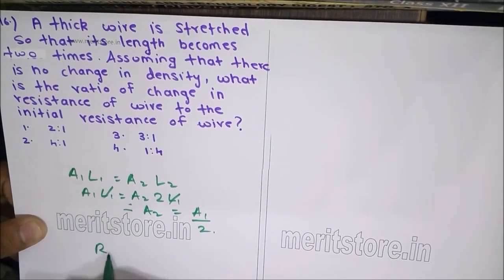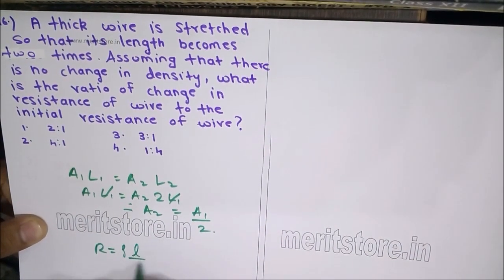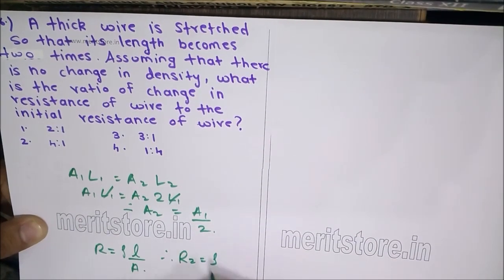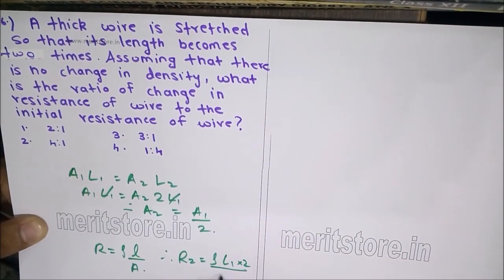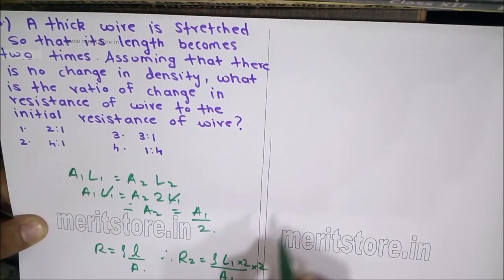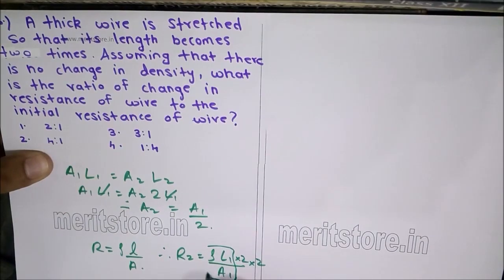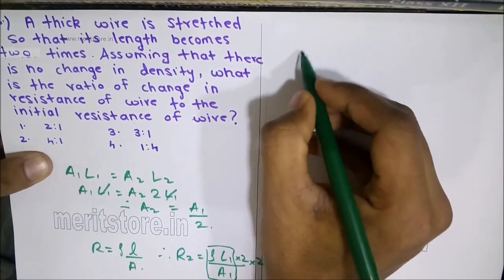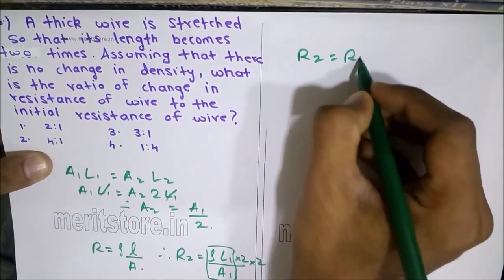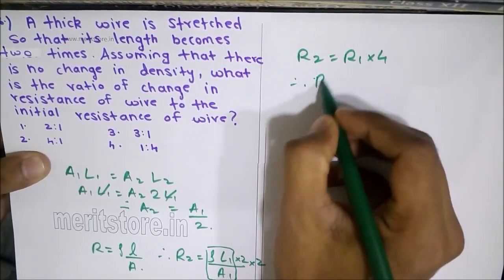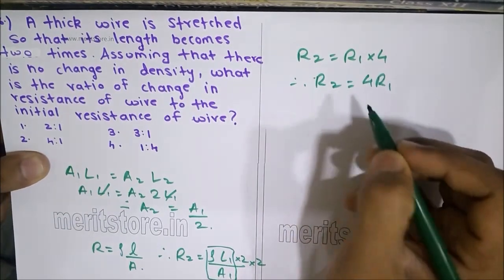Now the formula for resistance is R equals rho L by A. Therefore, R2 would be rho times L2, which can be written as L1 into 2 upon A2, which can be written as A1 by 2. So rho L1 upon A1 can be written as R2 equals R1 times 4. So R2 is 4 times R1.